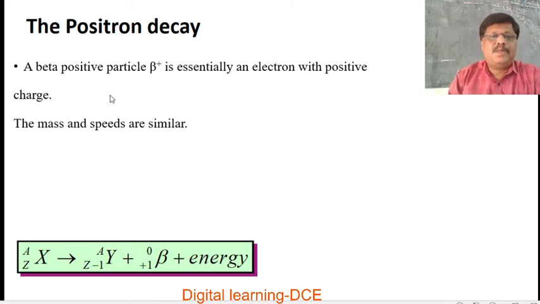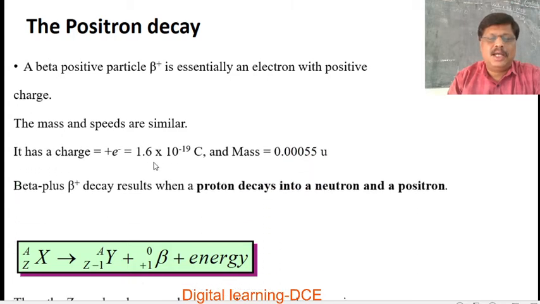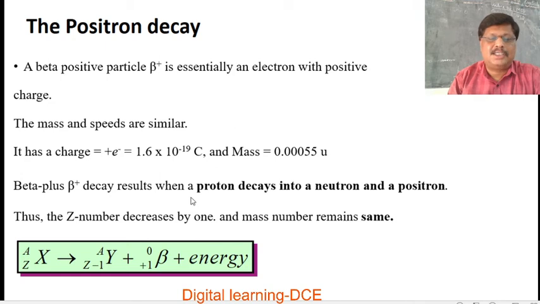A beta positive particle is essentially an electron with positive charge. The mass and speeds are similar, as I explained in the last slide. The beta particle has a positive charge of 1.6 into 10 power minus 19 coulomb, and the mass of the positron is the same as the mass of the beta particle.